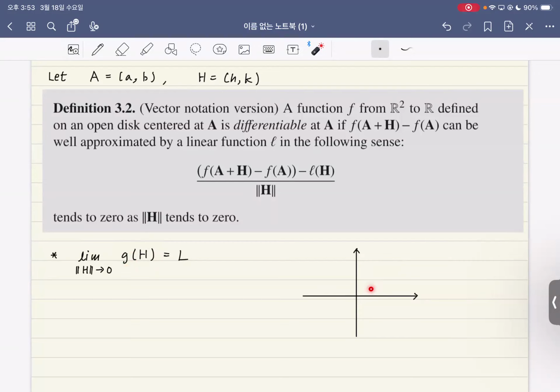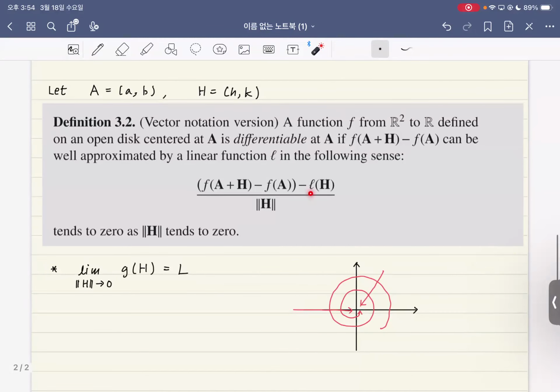But there are infinitely many different ways that h is tending to 0. h may tend to 0 in this way, following this route, or h can tend to 0 following this route, or h can tend to 0 following an even crazier route like this. And in order to say that the limit of this equals L, no matter which route you have chosen, the limit of your function must be the same, always equal to L, right? You have to remember this.